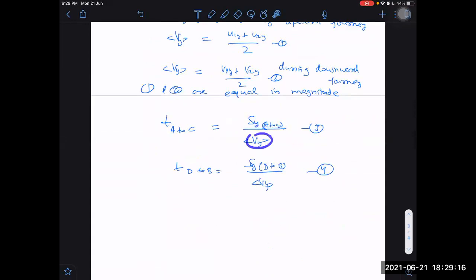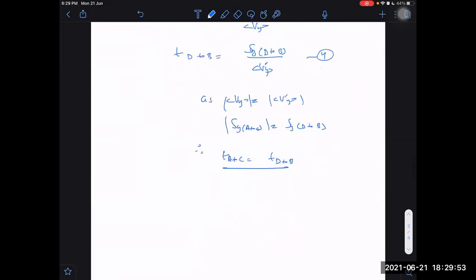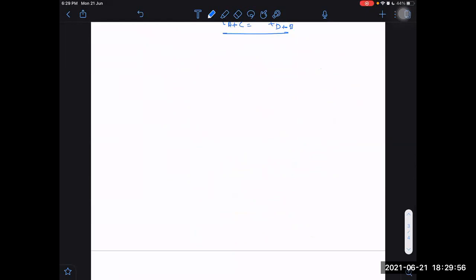But similarly, these velocities are also, let us consider this velocity as b dash. These velocities are also equal in magnitude, but directions are opposite. Therefore, overall magnitude wise, time from A to C and time from D to B will come out to be the same, right? Yes. Vy is equal to V dash y magnitude wise, and Sy from A to C magnitude wise is equal to Sy from D to B. Therefore, time A to C is equal to time D to B. This time taken will always be the same. Don't forget it ever, between any two parallel lines.